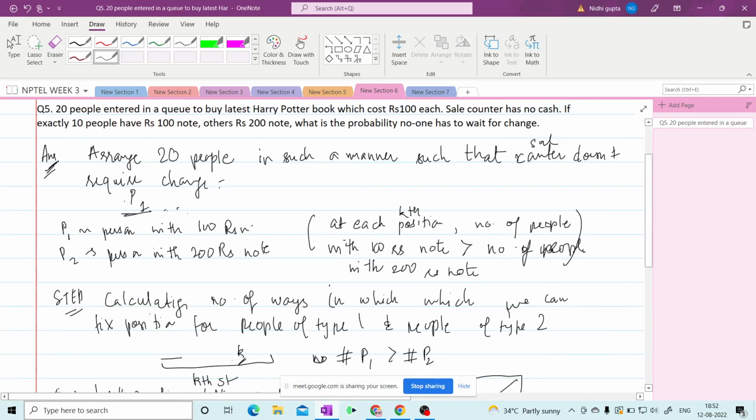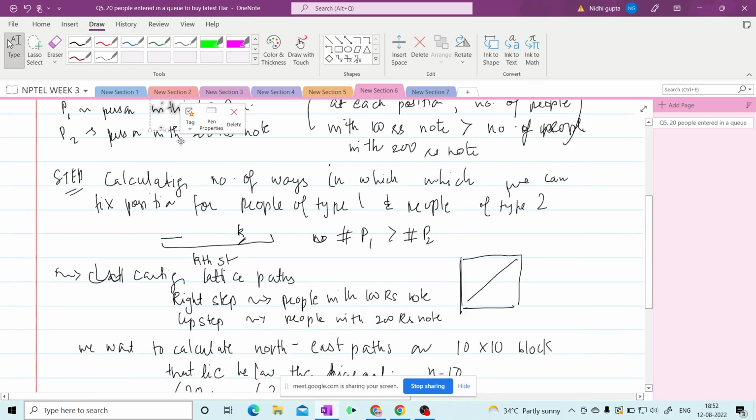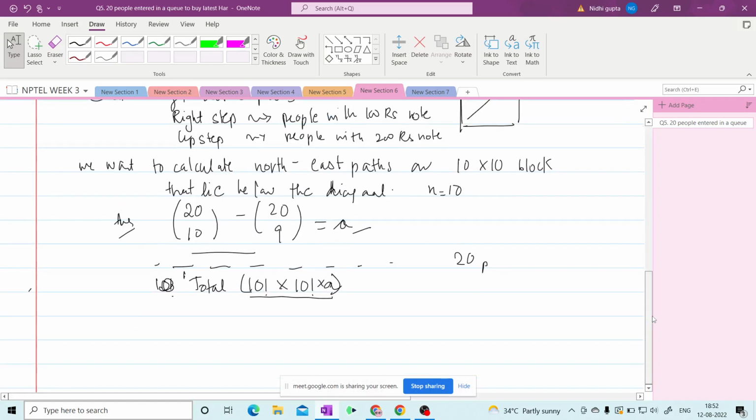So what are the total outcomes? The total outcomes are the total arrangements. And what are the total arrangements of 20 people? 20 factorial. So is this problem fine?